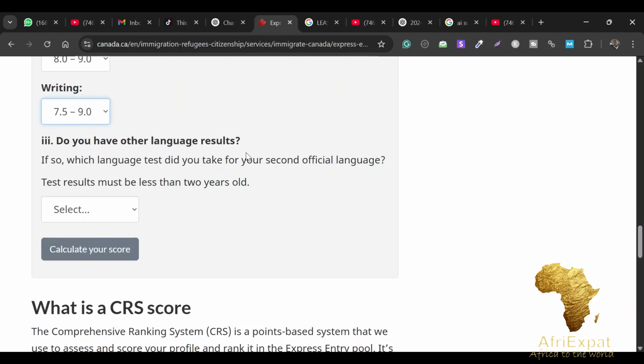So do you have any other language? If you have a French exam that you've taken and passed, you can also click on this and choose it. Is it the TEF or the TCF? TEF or TCF? Those are the two Canadian approved French exams. So I'll be choosing no or not applicable.